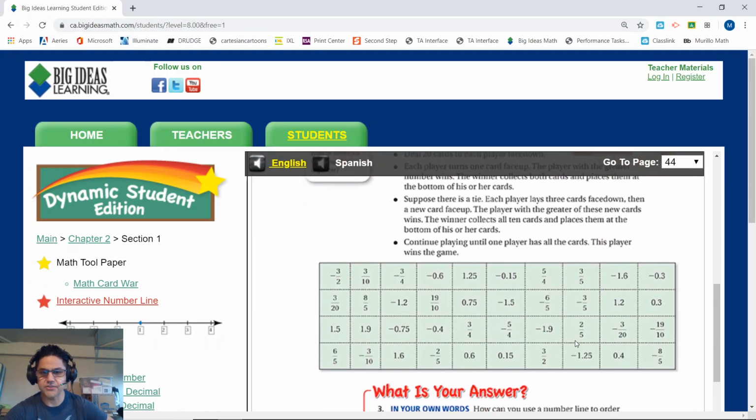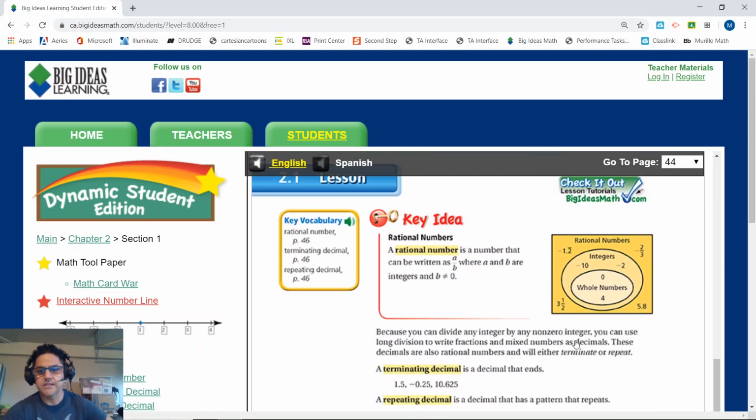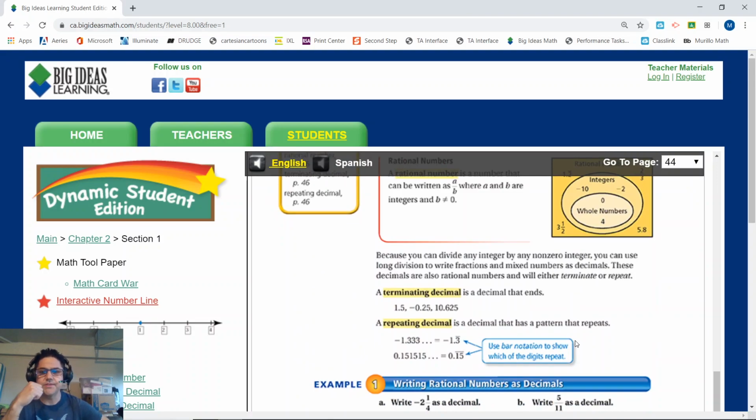All right, so let's see here. Let's scroll down to the actual lesson. I'll do a few problems on my pen tablet to help you out. So let's see. We've got terminating decimals, normal decimals, repeating decimals. Remember that little piece of that bar? I like to see that up there at the top.